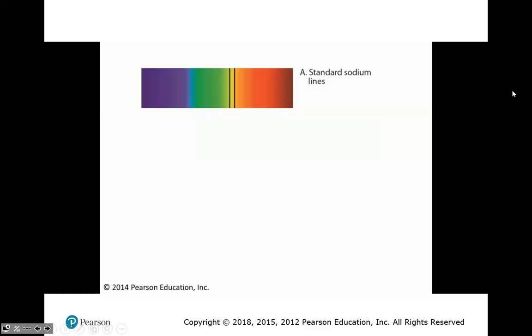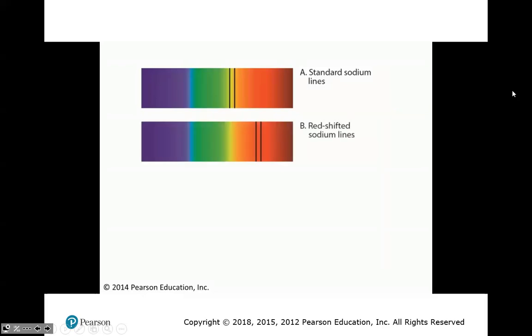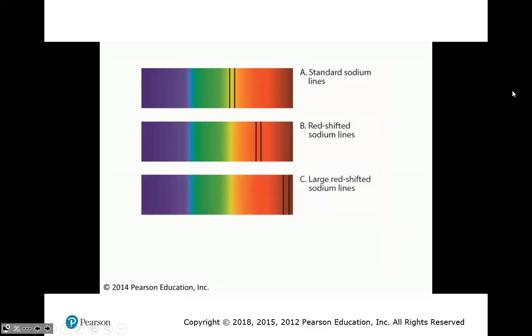Here's an example. This is the spectrum for the element sodium, say in some planetary atmosphere. But if we look at that planetary atmosphere and we see that the sodium spectrum is shifted towards the red side of the spectrum, that implies that that planet must be moving away from us. If it's really moving away from us at a fast rate, then we would expect to see a larger shift in the spectrum of those same sodium lines.